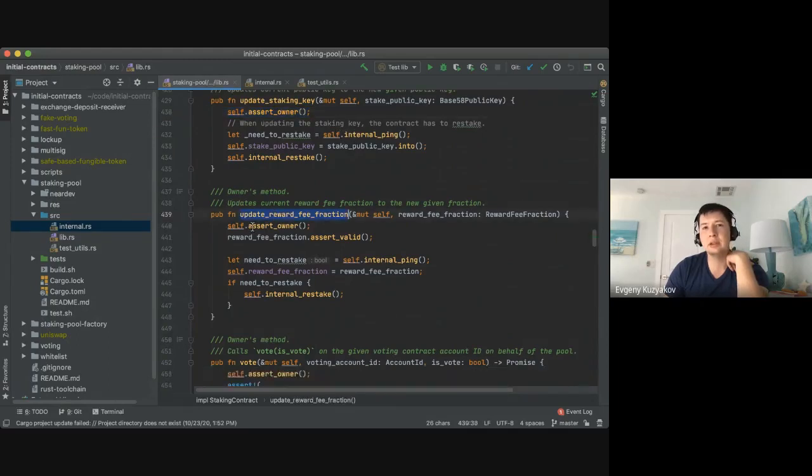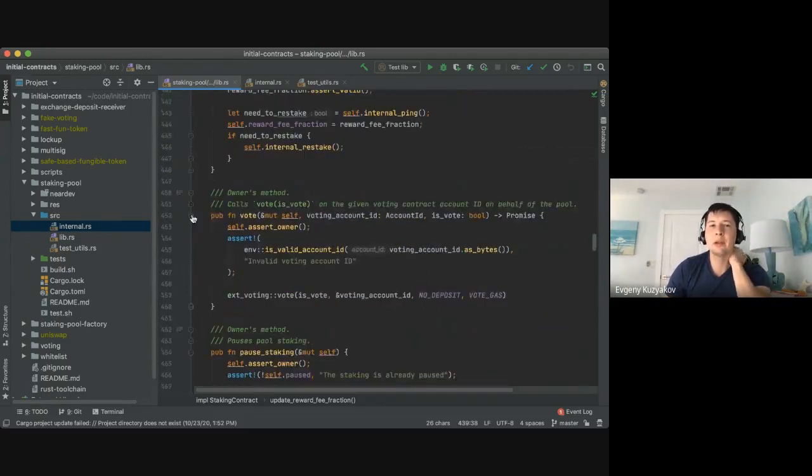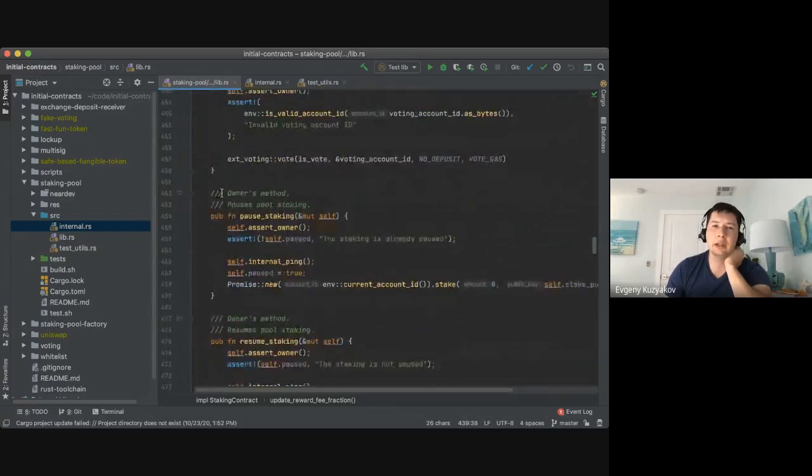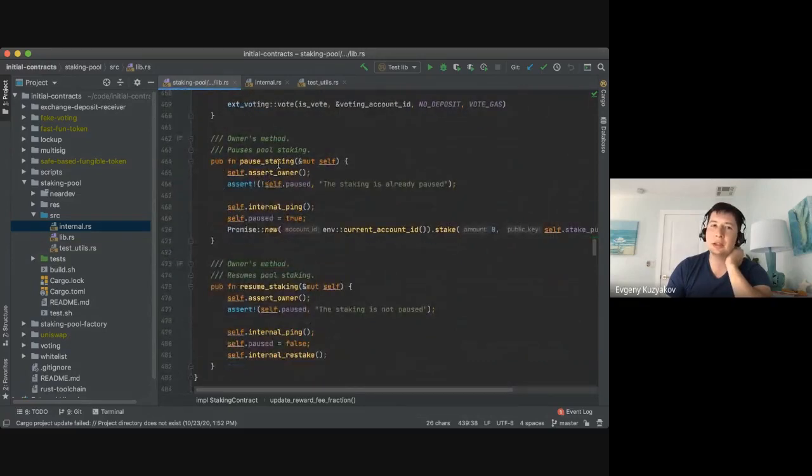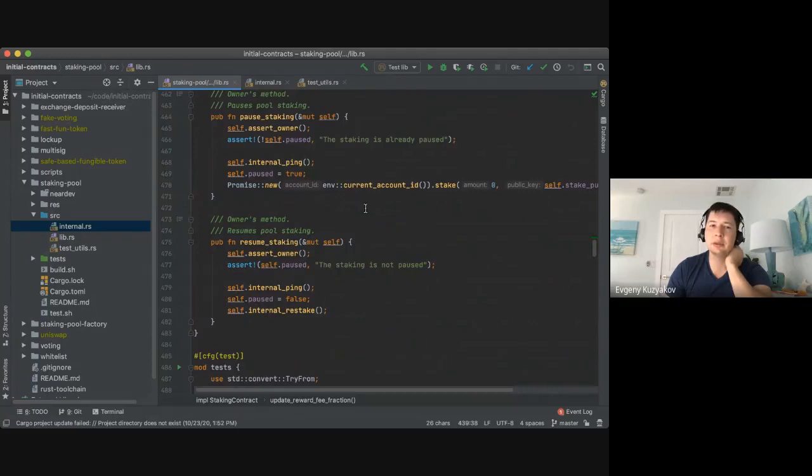This is the method that changes the commission of the staking pool. So the owner can change the commission that will be active at this epoch, starting from this epoch immediately. But all the previous commissions will be calculated using the previous fee. Then this was a vote that allowed us to transition to phase 2 of the mainnet, and two methods that I described, which allow to pause staking and to resume staking.